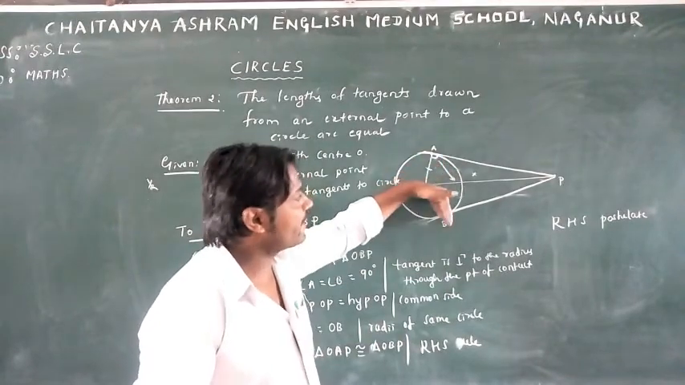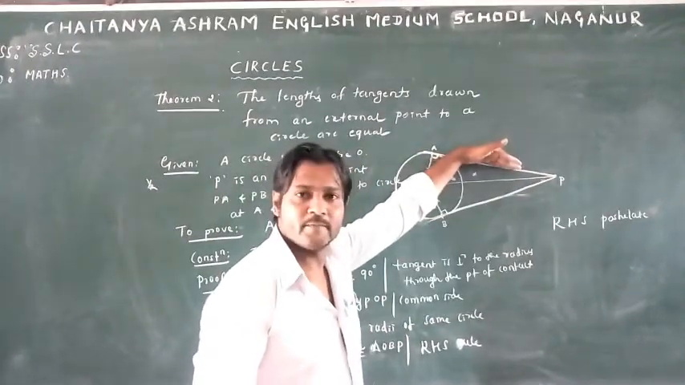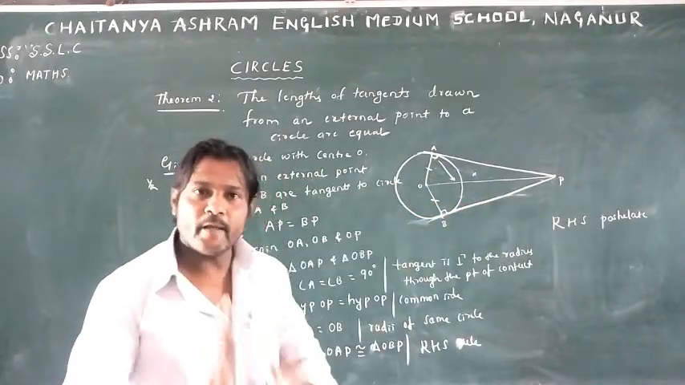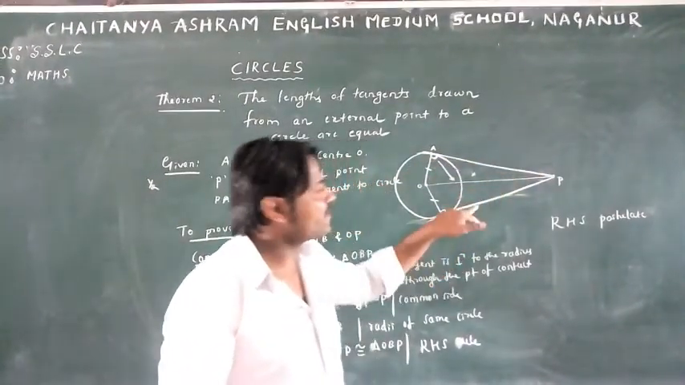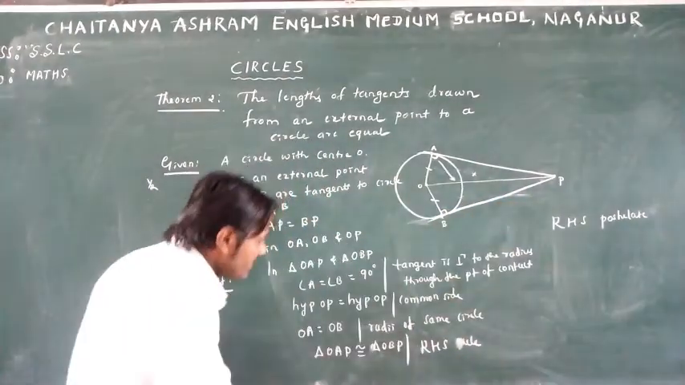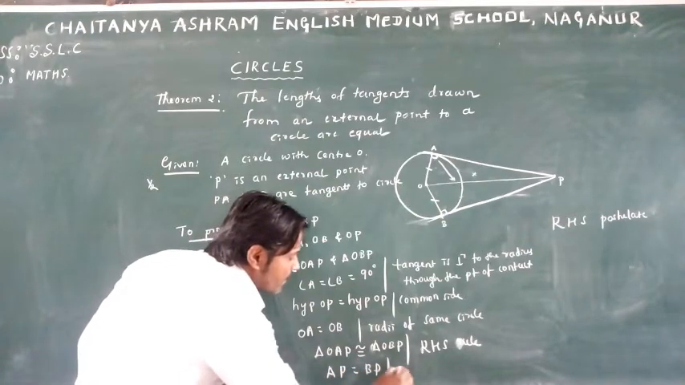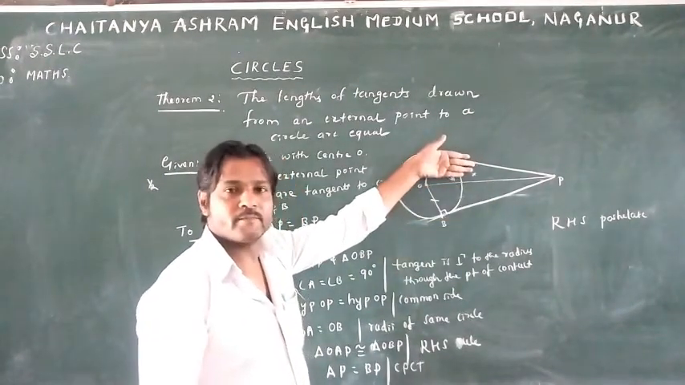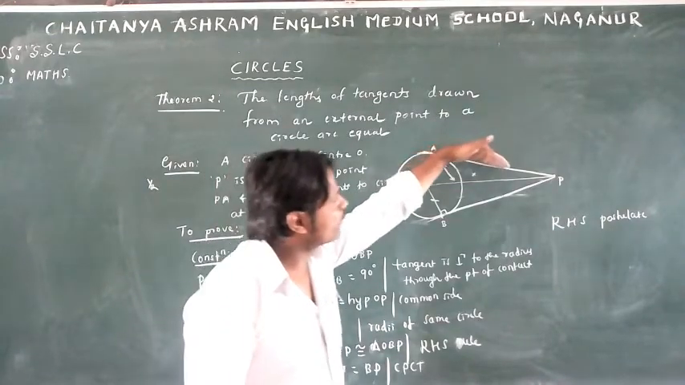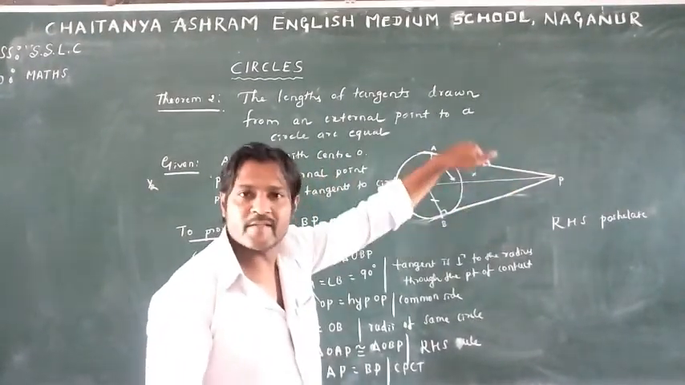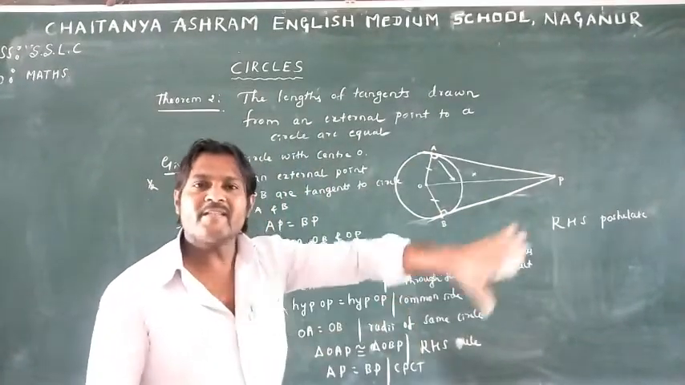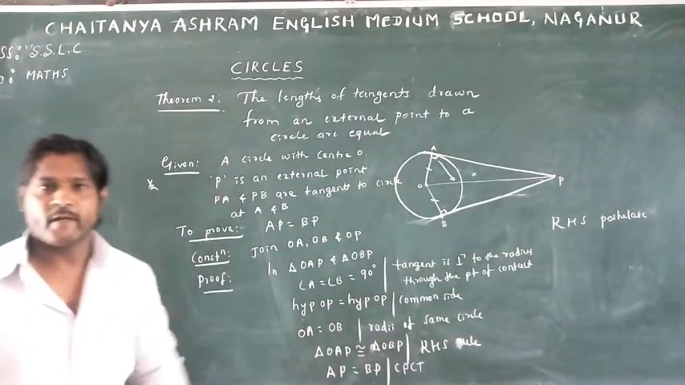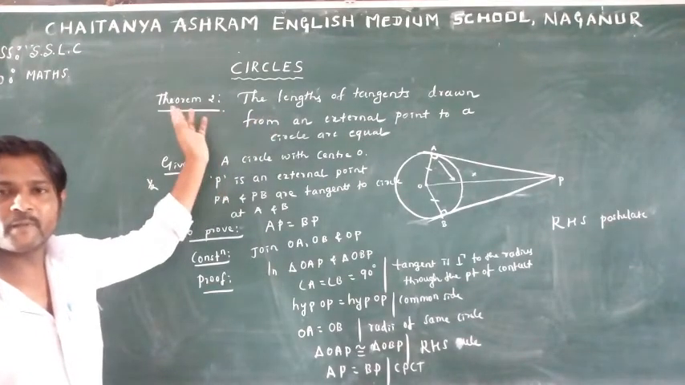And this side is equal to this side, and AP is equal to what? BP. Triangles are congruent, so corresponding sides are equal. So what is the corresponding side of AP in this triangle? BP. They are also equal, hence AP is equal to BP by CPCT. So these two are congruent; flip this triangle over here, then they exactly coincide. So AP and BP coincide, which means these two are equal. They are the tangents from the external point and they are equal, hence the theorem is proved. Clear? So this is the proof of theorem number 2.